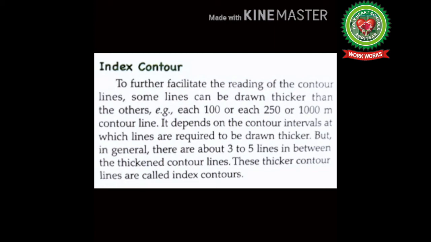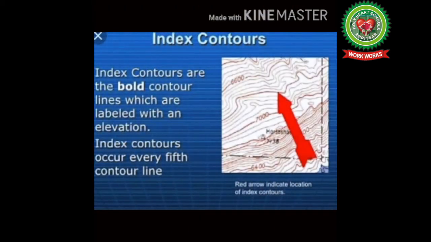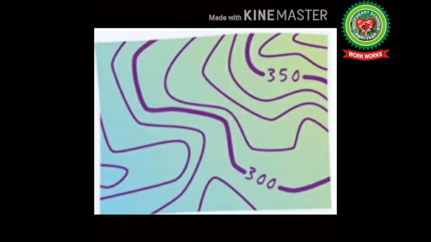Let's understand it more easily. Index contour, a line, is drawn on a topographic map to indicate ground elevation or depression. Index contours are bold or thicker lines that appear at every fifth contour line. If the numbers associated with specific contour lines are increasing, the elevation of the terrain is also increasing.